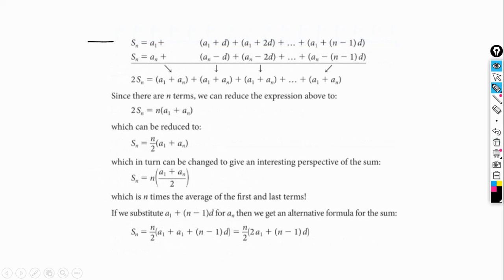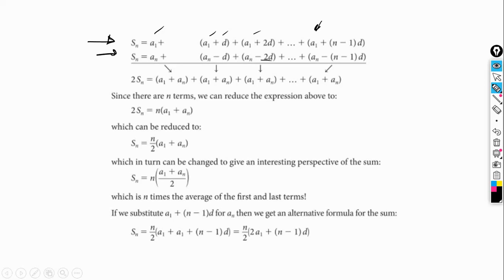Notice that the partial sum is equal to the first term plus the first term plus the common difference, plus the first term plus 2 times the common difference, and so forth, all the way to the end where it's the first term plus n minus 1 times the common difference. Now let's do the same, but backwards. We start with the last term. So a sub n plus a sub n minus d. So now what we're doing is that we're subtracting the common difference from the last term. And then a sub n minus 2d, and so forth until we get to a sub n minus n minus 1 times d.